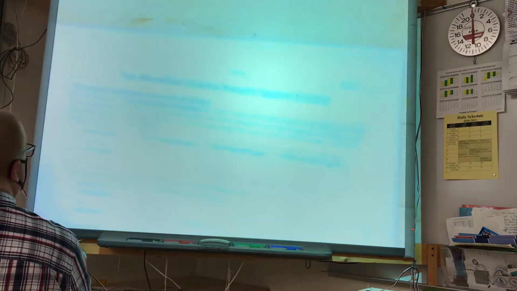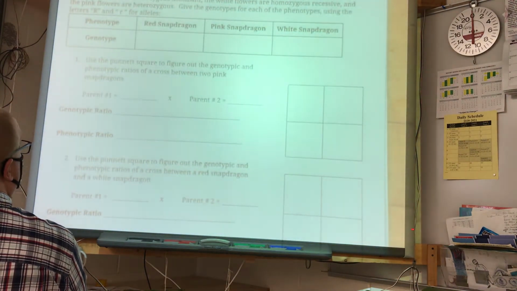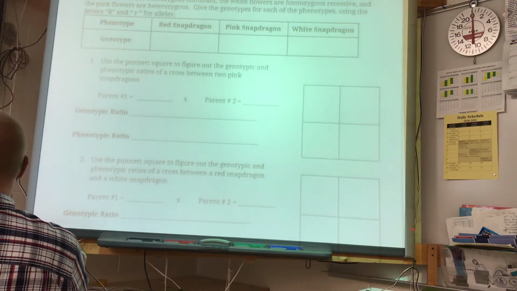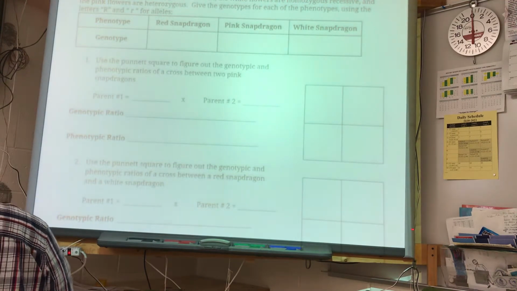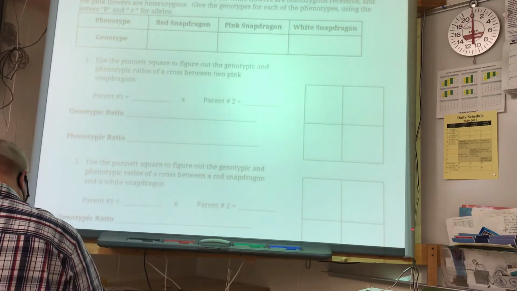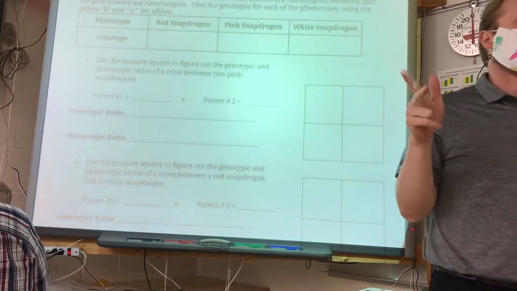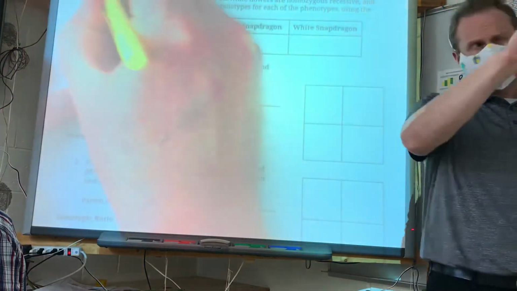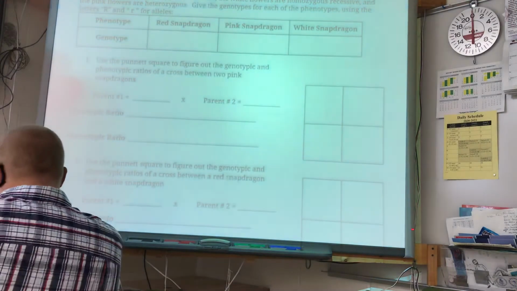All right, well then, what was previewed in your section 3 guided notes was this idea that not all traits are completely dominant. Sometimes we have some other modes. Today we are going to talk about incomplete dominance, codominance, and sex-linked recessive. So there's 3 other modes of inheritance that we're going to talk about today.